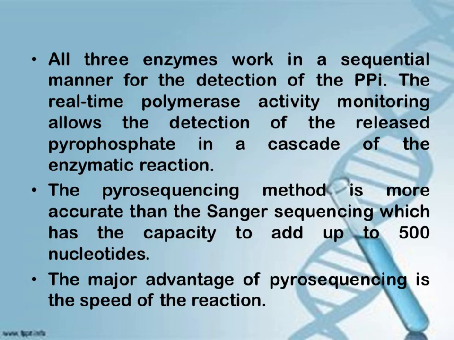All the 3 enzymes work in a sequential manner for the detection of the PPi, that is pyrophosphate. The real-time polymerase activity monitoring allows the detection of the released pyrophosphate in a cascade of enzymatic reactions. The pyrosequencing method is more accurate than the Sanger sequencing, which has the capacity to add up to 500 nucleotides. The major advantage of pyrosequencing is the speed of the reaction.